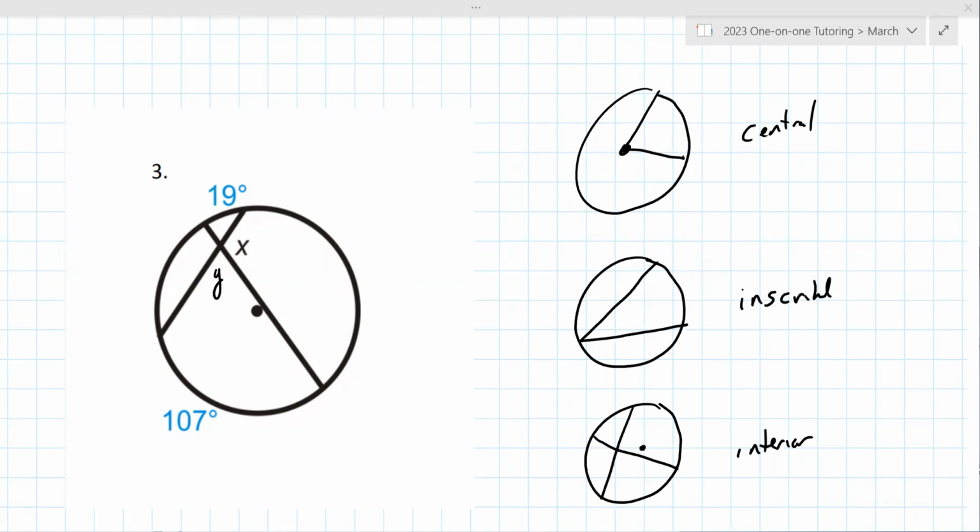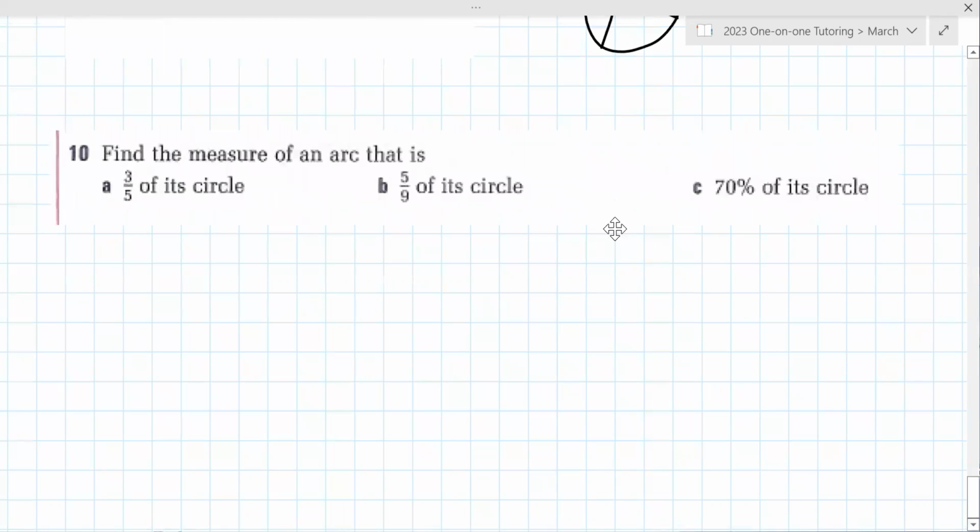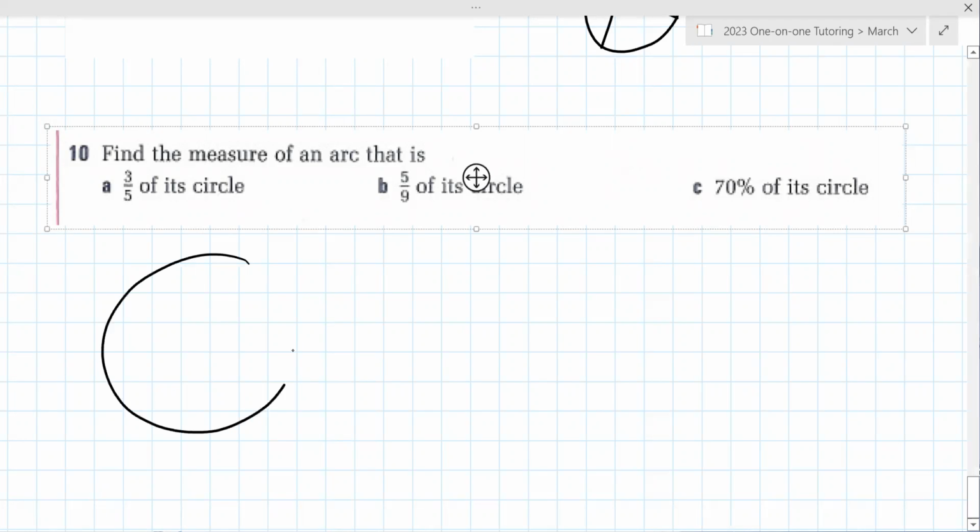Okay, these are sort of interesting problems. We'll look at these. They're numerical, so we'll see if these are helpful. Okay, find the measure of an arc that is 3/5 of its circle. So here's a circle. What do you take 3/5 of its circle to mean, especially when referring to an arc?